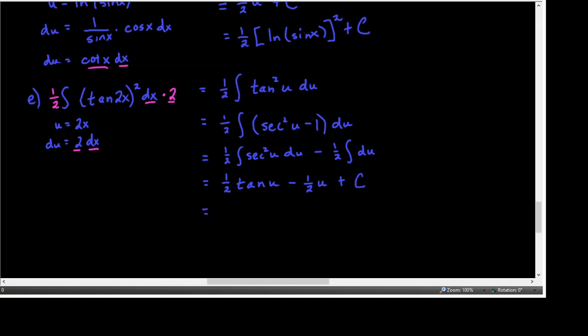And then taking it back to our original variable, that'll be 1/2 tangent of 2x minus 1/2 times 2x plus c. And so our final answer is 1/2 tangent of 2x minus x plus c.